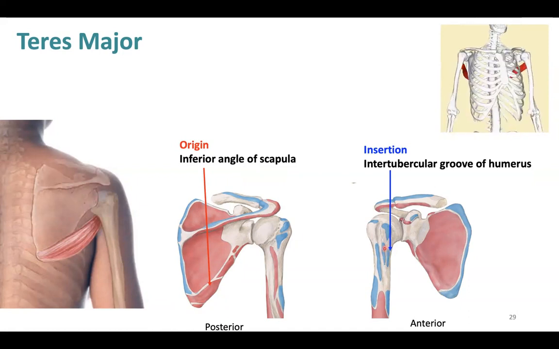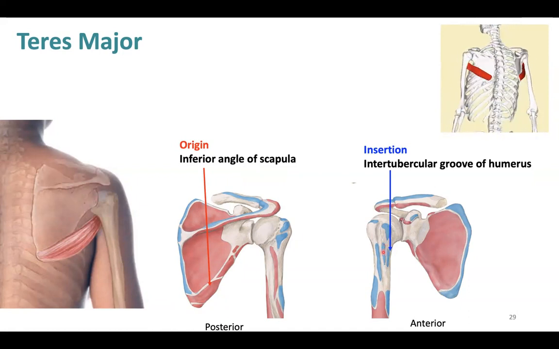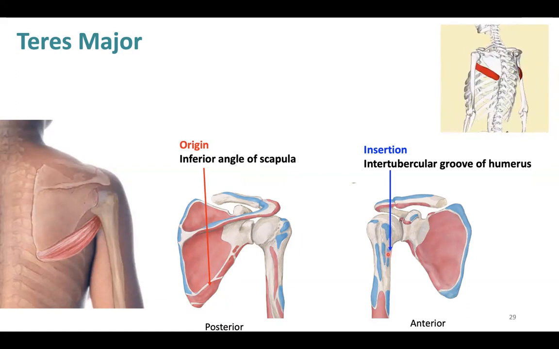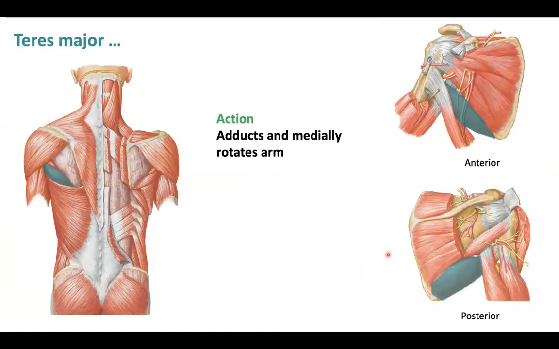Its insertion is near the insertion of latissimus dorsi muscle. This is the insertion of latissimus dorsi, and just next to that, this is the insertion of the teres major muscle. Its action is adduction and medial rotation, similar to latissimus dorsi muscle. And it's innervated by lower subscapular nerve. Lower subscapular nerve is a branch from the posterior cord of brachial plexus, and it supplies the teres major muscle. You can see it here, this is teres major. It lies above latissimus dorsi and below teres minor muscle.